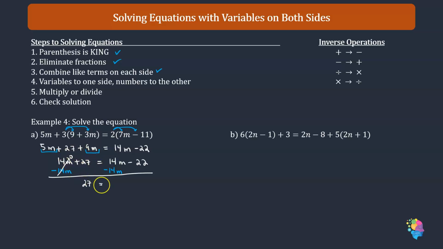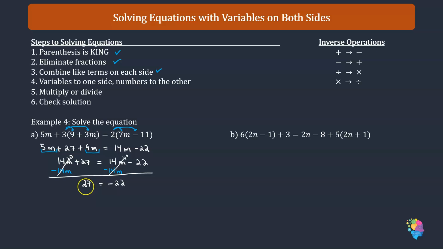Don't lose the equal sign. 14m minus 14m, that one also goes to 0. And I'm only left with a minus 22. My variables have been eliminated. I don't have anything to solve for. I don't have a way to find how much is m because there are no more m's.